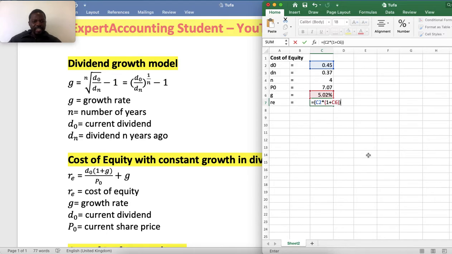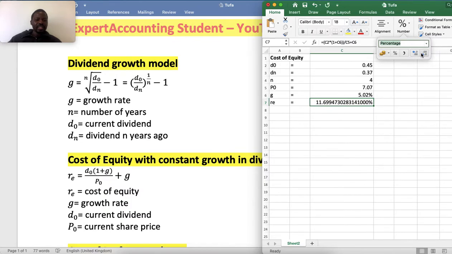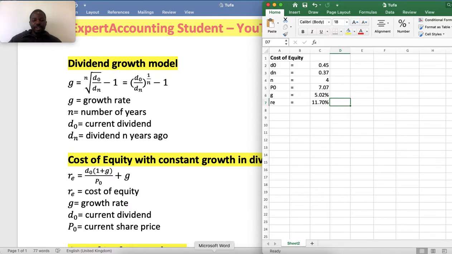We close the bracket again. We divide by P0, which is 7. Then we add again the growth of g. We get that percent. Now, if we can reduce the decimal places there, right, that is our cost of equity done, which is 11.70. Then now we move on with our question.